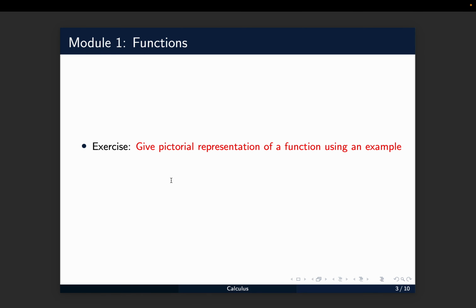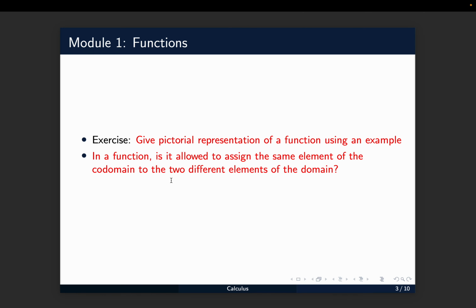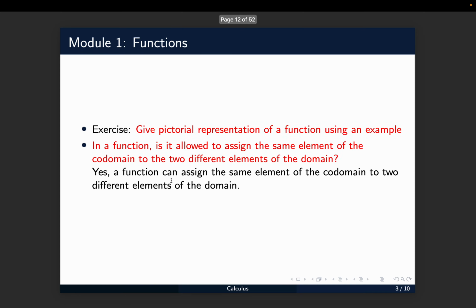This is for you as an exercise: give a pictorial representation of a function using an example. So I have a question. In a function, is it allowed to assign the same element of the codomain to two different elements of the domain? The answer is yes. A function can assign the same element of the codomain to two different elements of the domain.